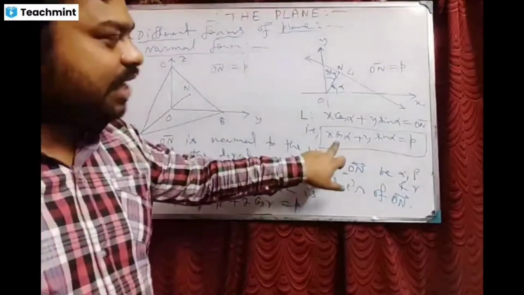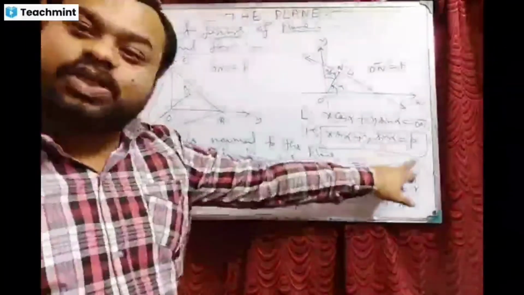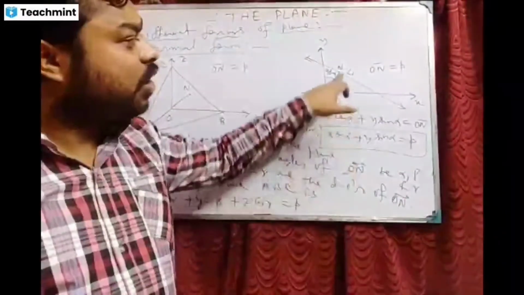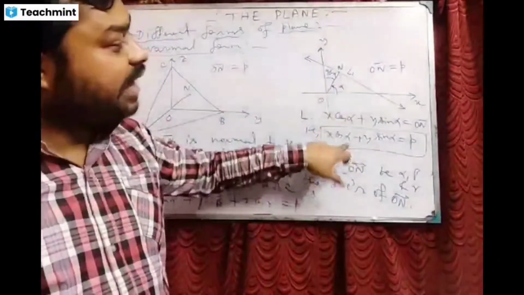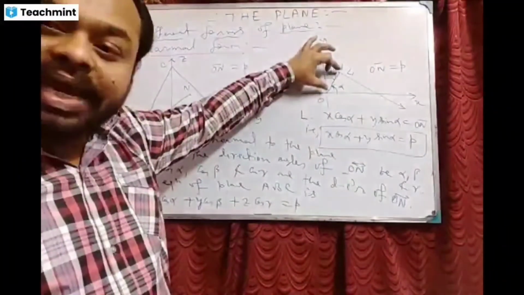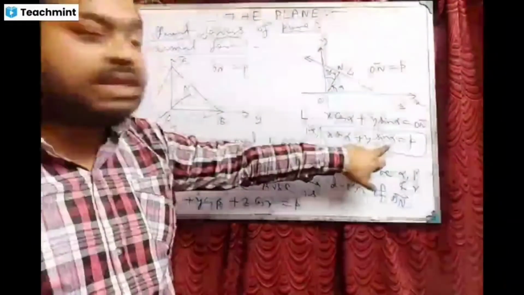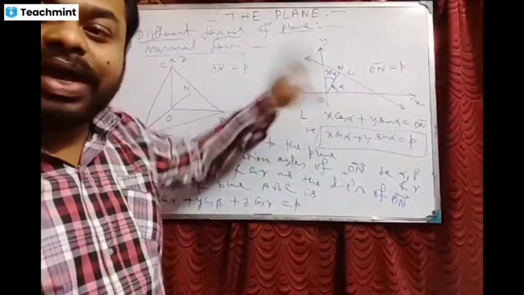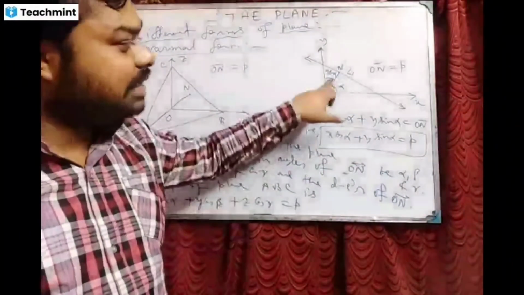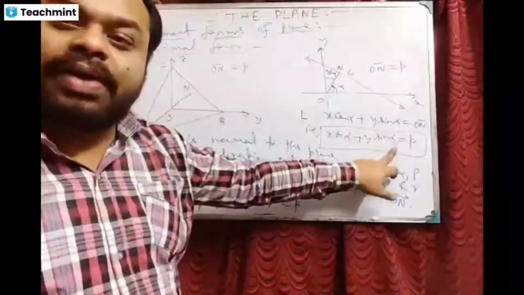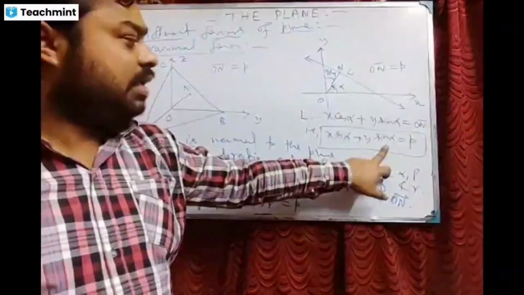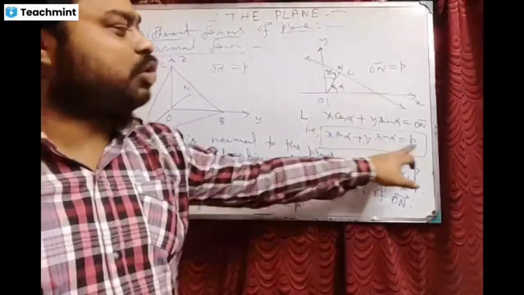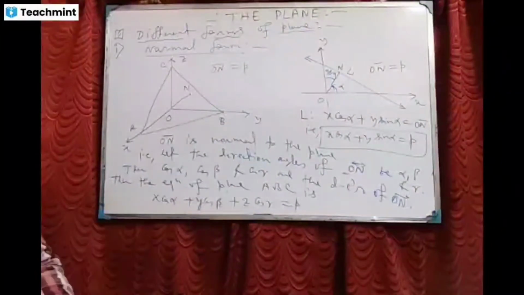That means x cos alpha plus y cos beta is equal to p, where alpha is the angle the line makes with the x-axis, and beta is the angle the line makes with the y-axis. So here beta is 90 minus alpha. That means cos of 90 minus alpha is sin alpha. That's why the equation of line is x cos alpha plus y sin alpha.